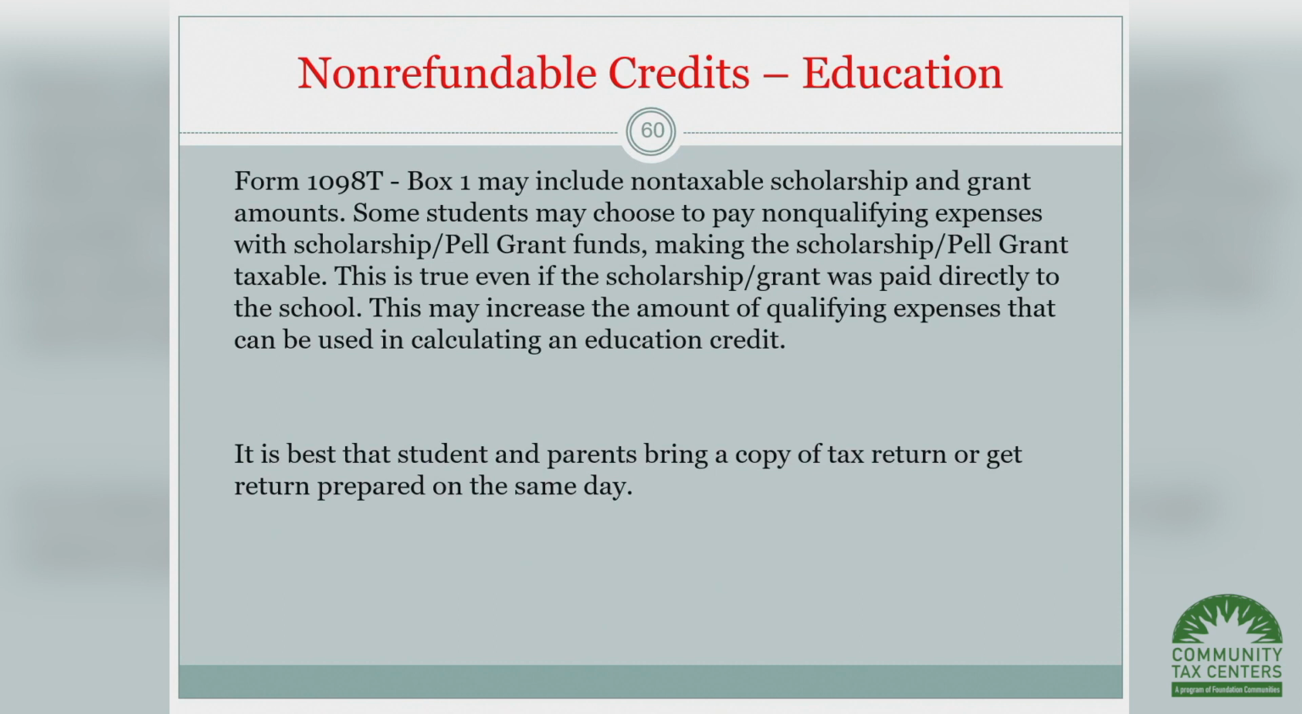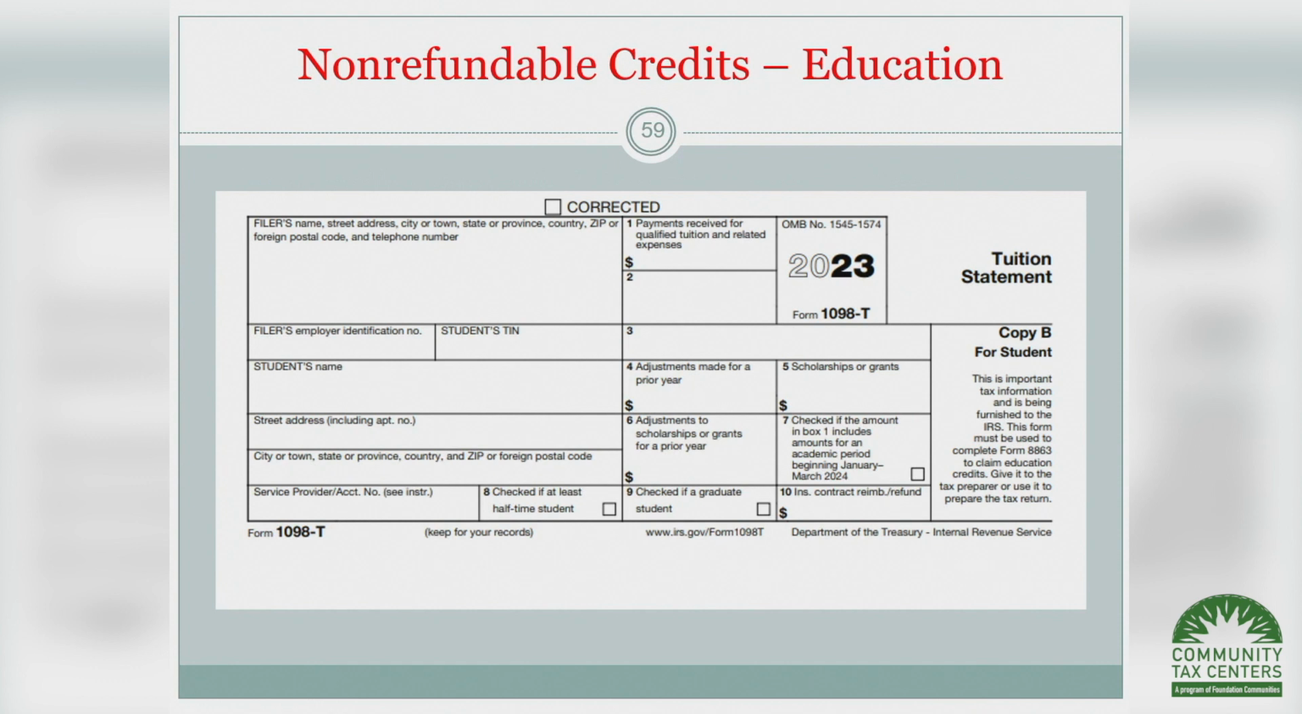So the Form 1098-T, Box 1, may include the non-taxable scholarship grant amounts. Some students may choose to pay non-qualifying expenses with the scholarships and Pell Grant funds. And like we said, Box 5 would indicate this back on this form, in the scholarships and grants section.